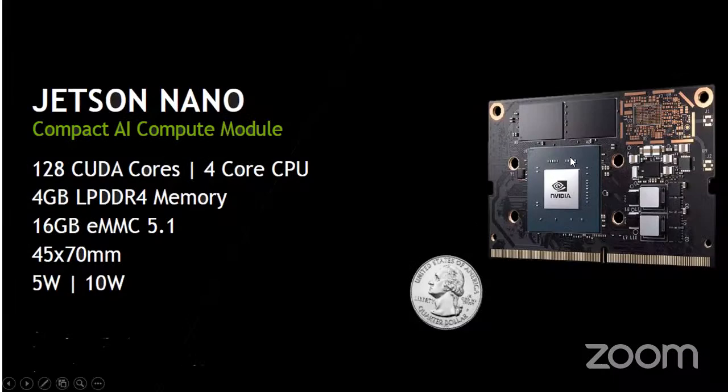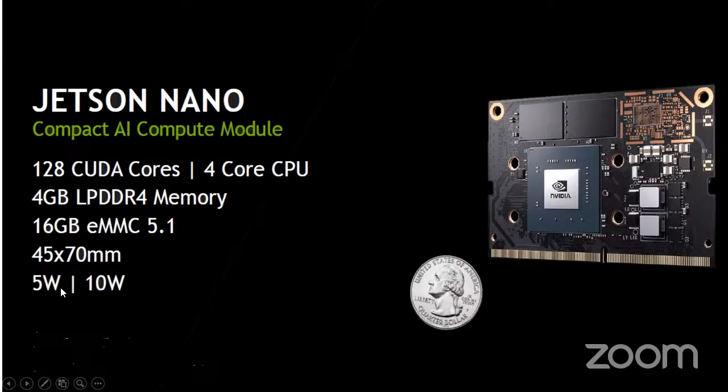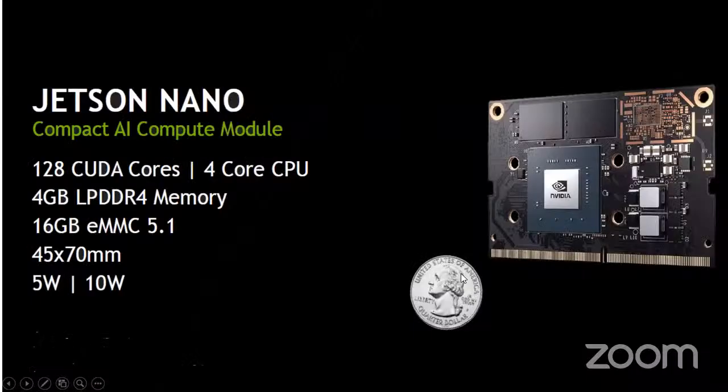So you can use this for developing your own custom applications, where you can add this to your whole board. So Jetson Nano compact AI compute module. The same specifications as the dev kit, so it will be 16 GB eMMC, and the size is much more compact than the dev kit, and everything else is the same as the dev kit. But the connectivity, we don't have the same kind of connectivity here. You have to make it yourself.